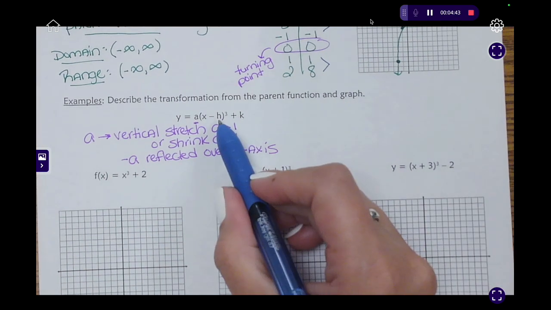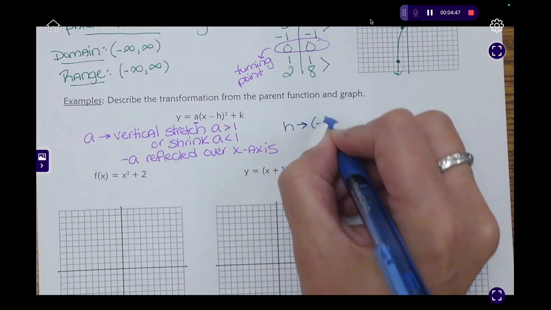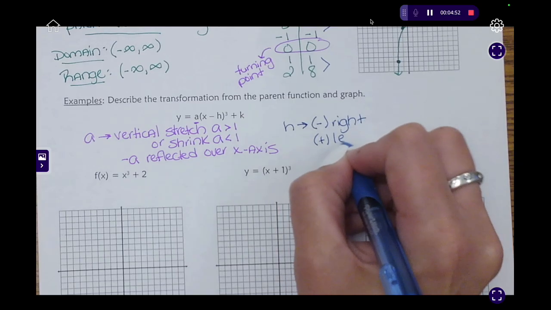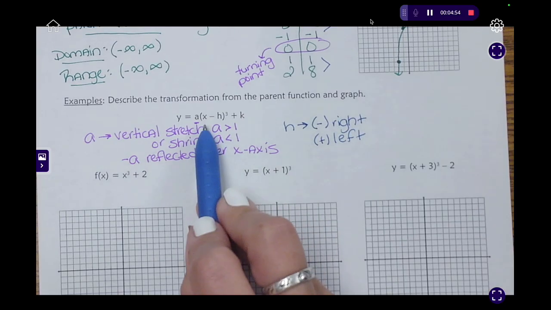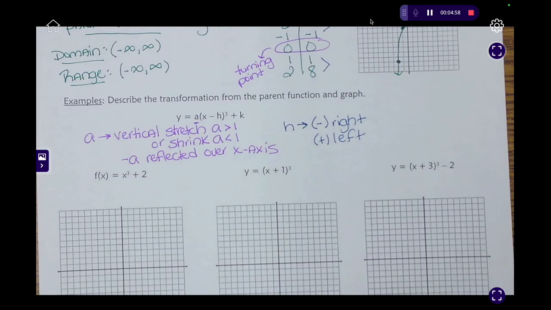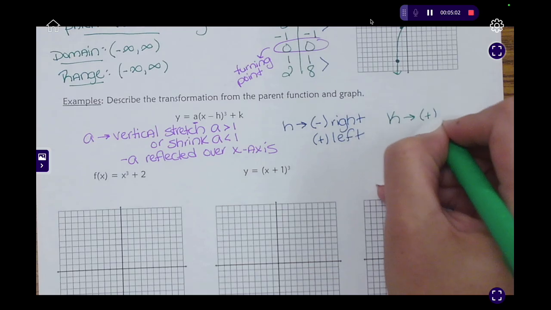Okay, remember the number inside right here, that h value. If it is a negative, that means it's moving to the right. And if it's a positive, it's moving to the left. Because remember, it's always going to be x minus whatever that h value is. And then your last one, the k value, remember that just moves it up or down.